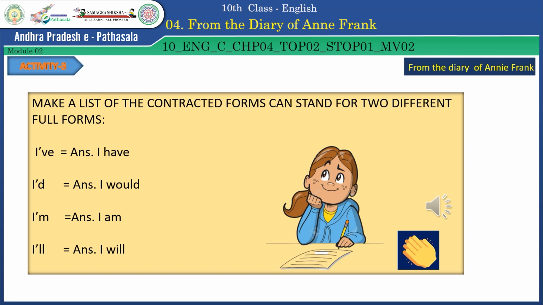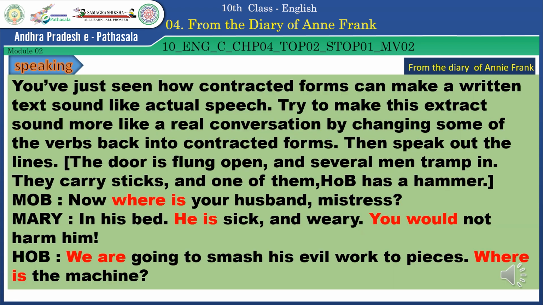Here we go. Children, you have just seen how contracted forms can make a written text sound like actual speech. Try to make this extract sound more like a real conversation by changing some of the verbs back into contracted forms. Then speak out the lines. The door is flung open, and several men tramp in. They carry sticks, and one of them, Hob, has a hammer. Now let's see the conversation.